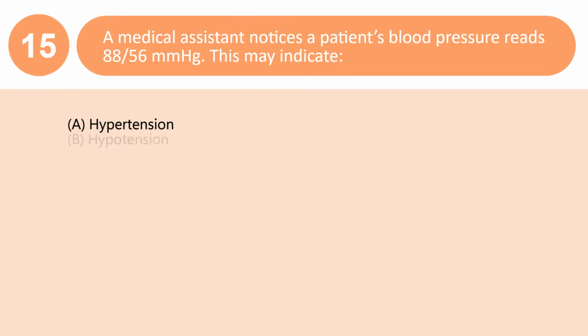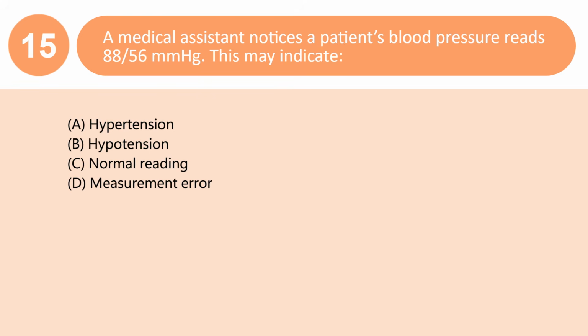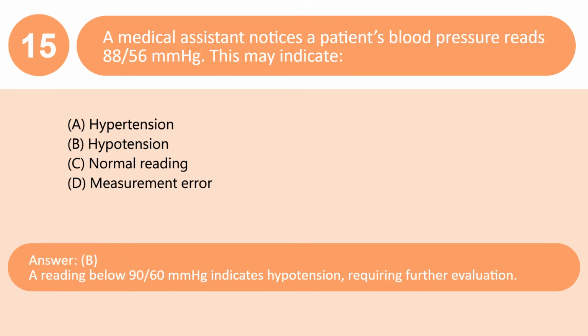A medical assistant notices a patient's blood pressure reads 88/56 mmHg. This may indicate A. Hypertension. B. Hypotension. C. Normal reading. D. Measurement error. Answer: B. A reading below 90/60 mmHg indicates hypotension, requiring further evaluation.